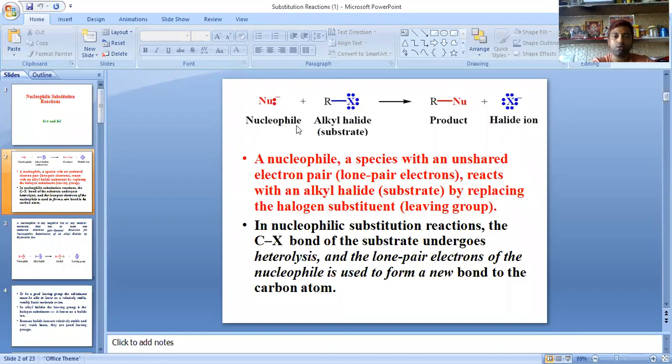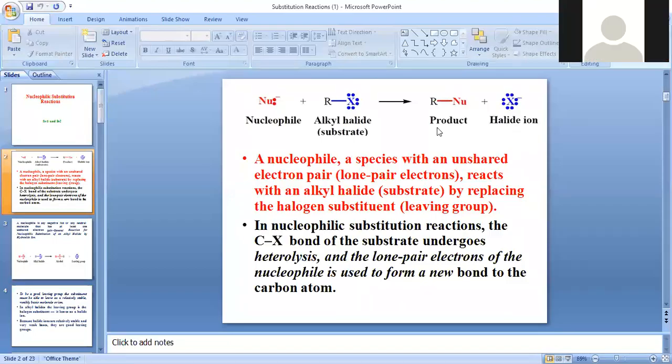So you can see this reaction. We have a nucleophile having a lone pair of electrons, or unshared electron pair, which it can donate. And this is the alkyl halide substrate. The halogen may be chlorine, bromine, or iodine. Now, this nucleophile attacks the alkyl halide substrate. It gets substituted, and the halogen atom forms a halide ion. This is the leaving group. It leaves the substrate.